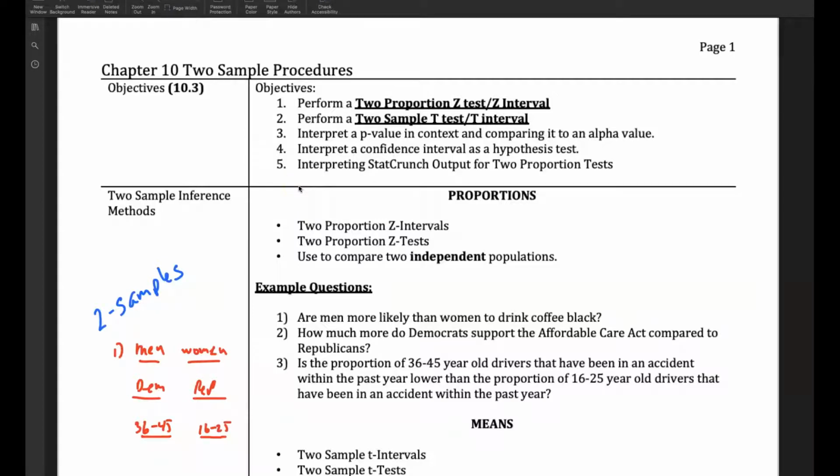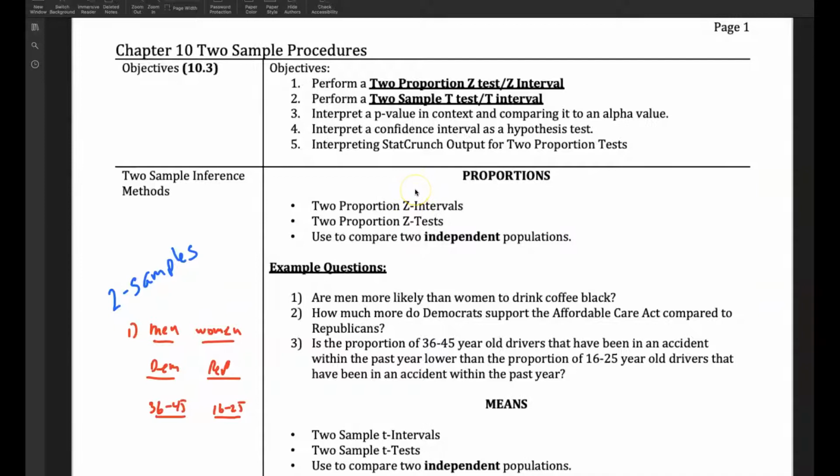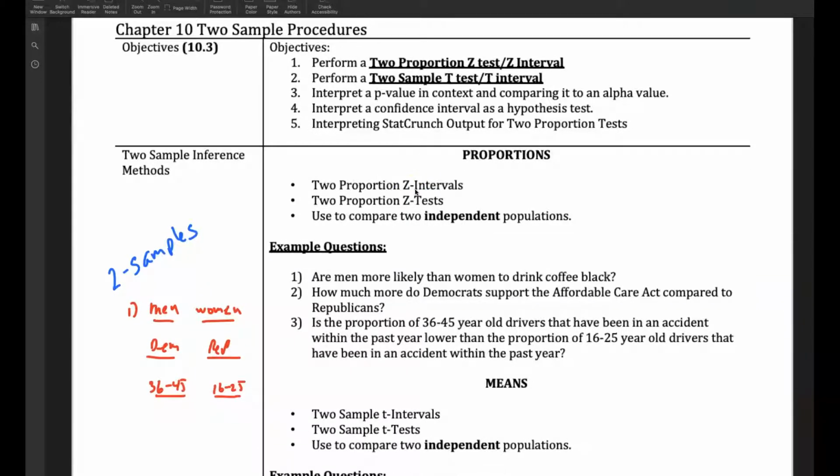For this section, we're going to take a look at the comparison of two samples. We're going to do that through a hypothesis test, similar to what we did last time, and then we're going to also do it through confidence intervals. And so, specifically, we're going to be comparing the proportions of two samples and the means of two samples.